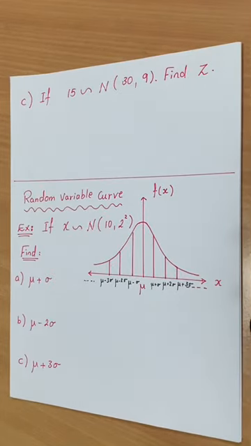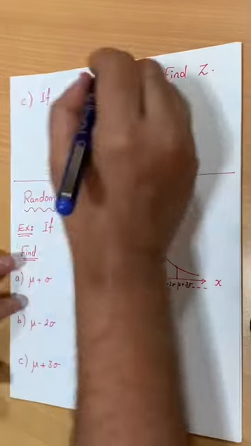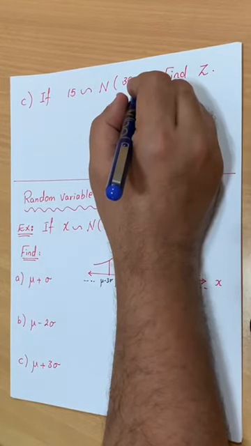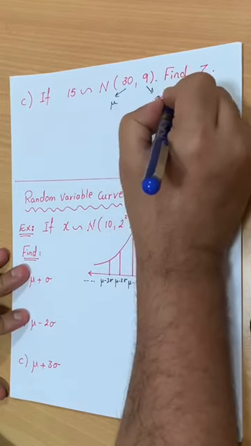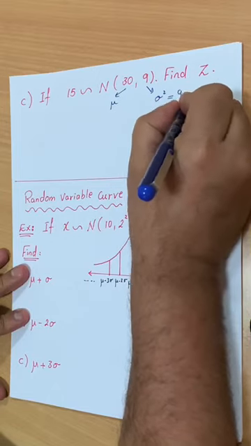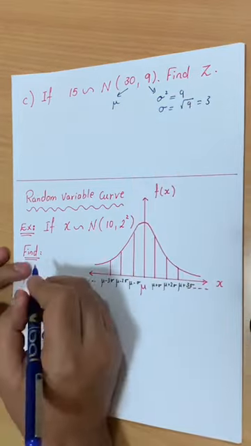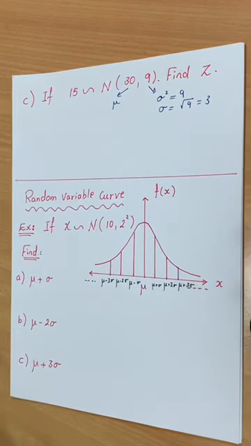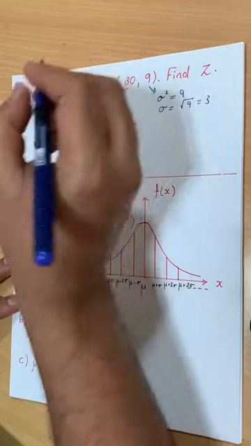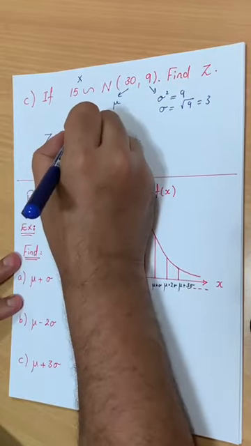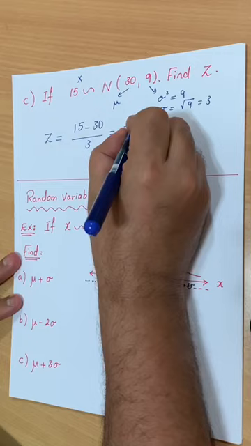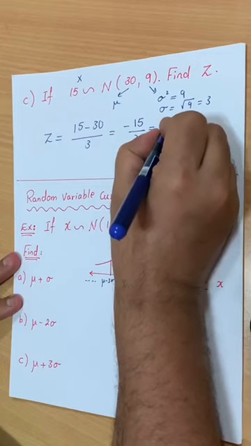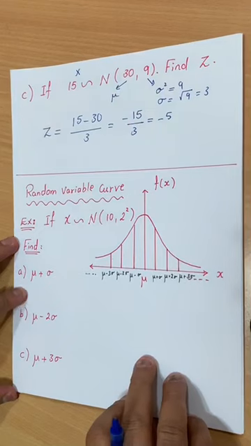Here's another question. 15 is distributed in the normal distribution of 30 and 9. Here, 9 has no power of 2, so this is mu and this is sigma squared. So sigma is the square root of 9, which is equal to positive 3. Don't write a negative value at all. For mu and sigma, they're supposed to be positive all the time. 15 is the random variable, so Z is equal to 15 minus 30 over 3, which is negative 15 over 3. Then it's equal to negative 5.